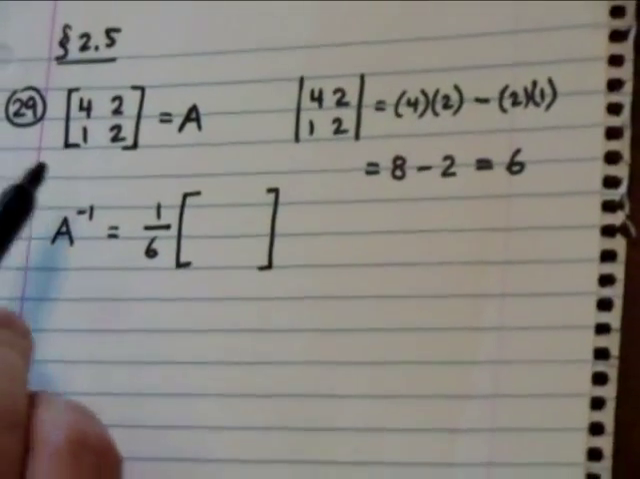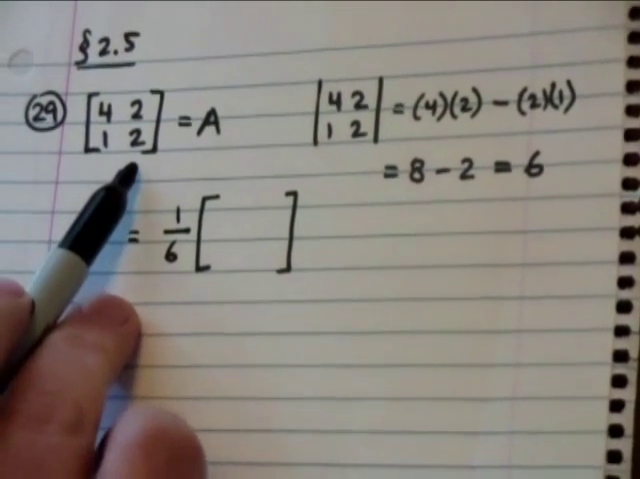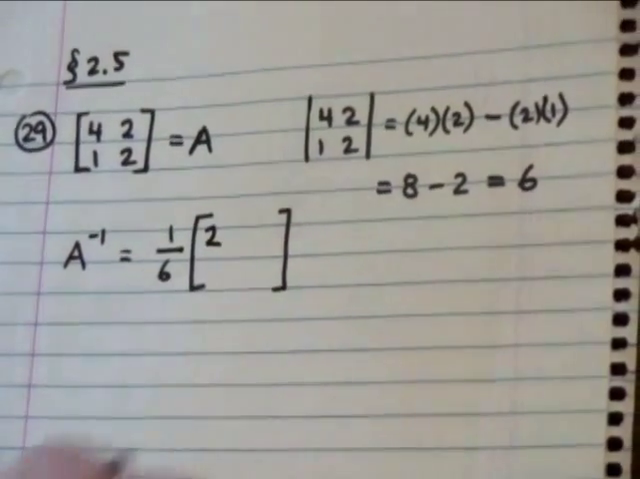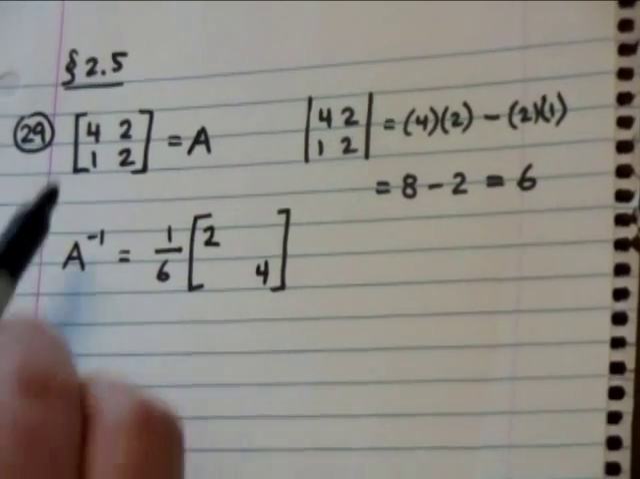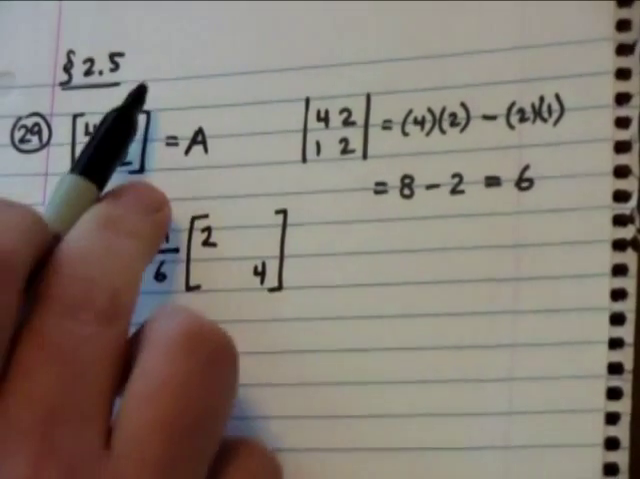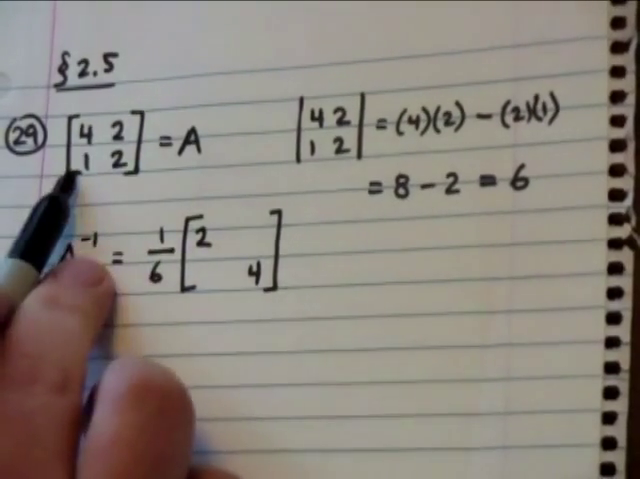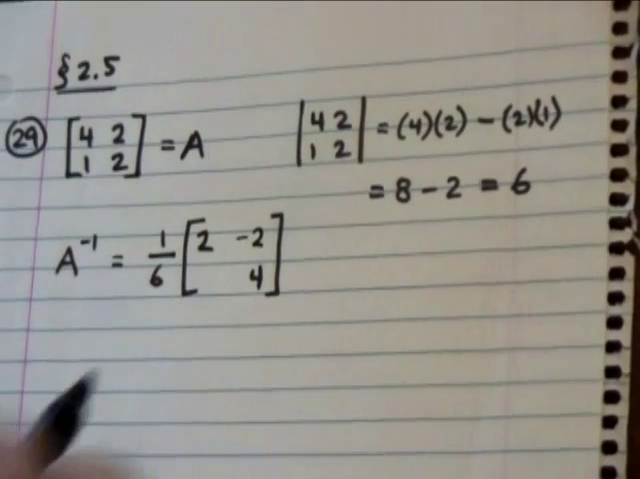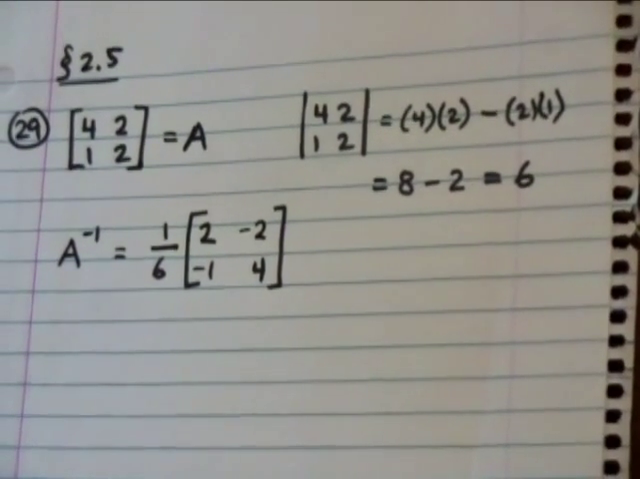Here's how we modify it. What we do is we take our downward diagonal and we switch those two entries. So the 2 will go in the upper left and the 4 will go in the lower right. And then on our upward diagonal, what we do is we negate the numbers, which means we just change their sign. So now that's a negative 2 in the upper right and a negative 1 in the lower left.